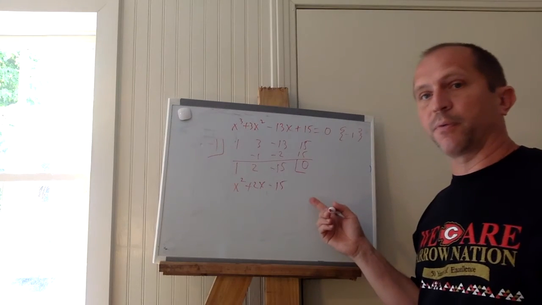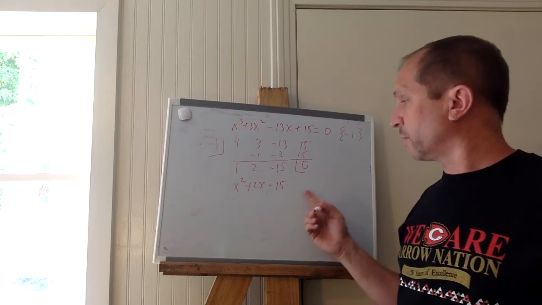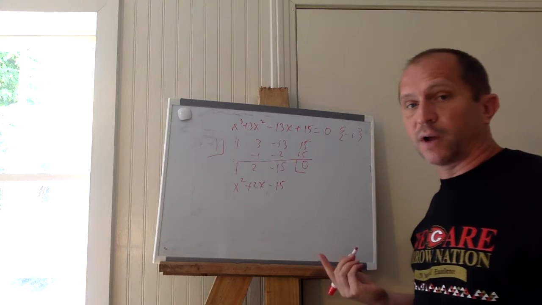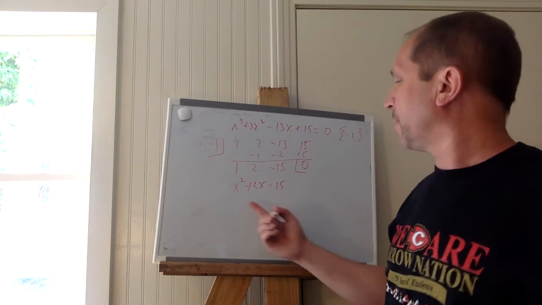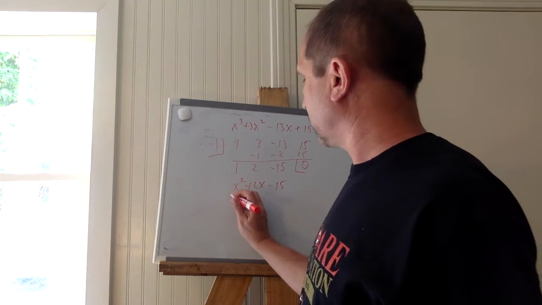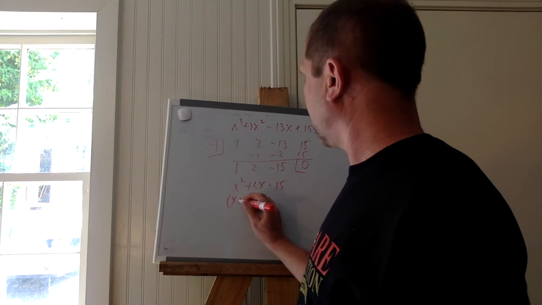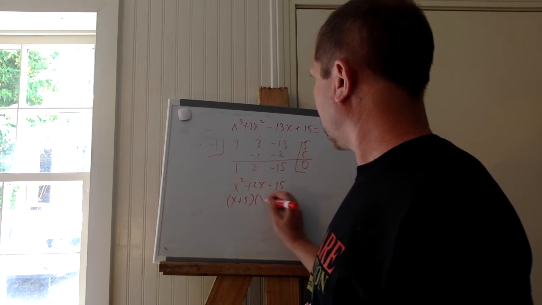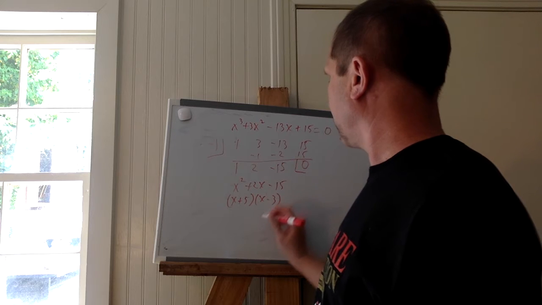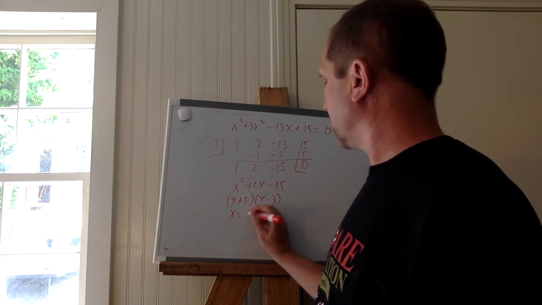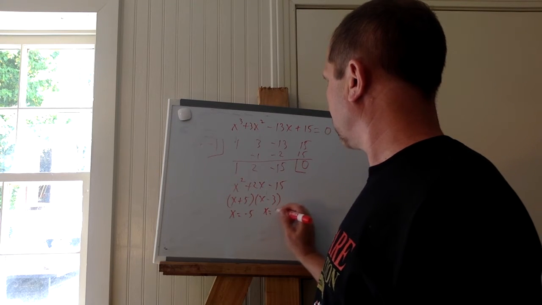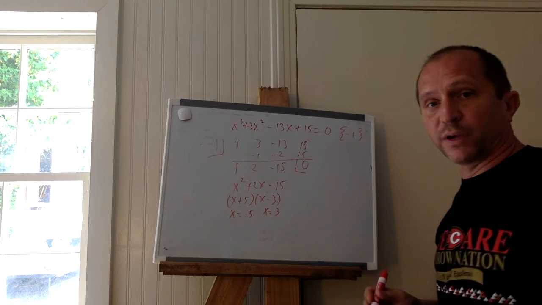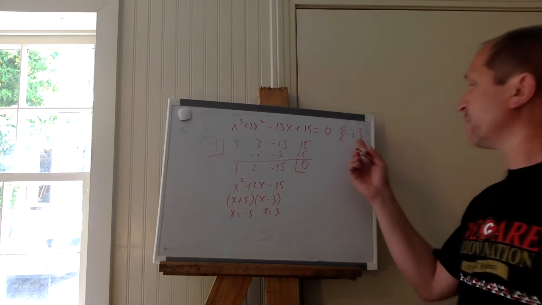So I'm going to come up with this by factoring. Now, if you want to use the quadratic formula, you could use the quadratic formula here as well. But I'm going to factor, and this is going to be x plus 5 times x minus 3. So we get x equals negative 5 and x equals 3. So I have 3 solutions to this problem. One of them they gave you.